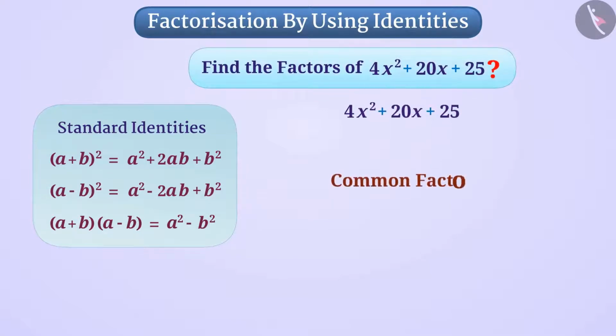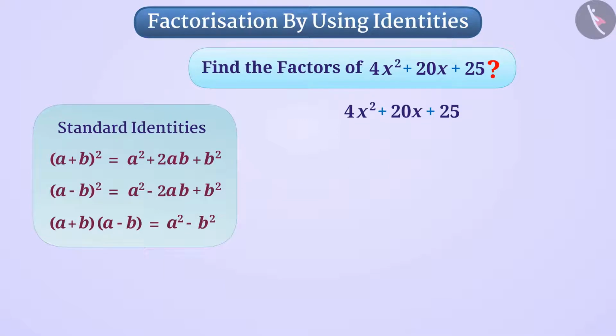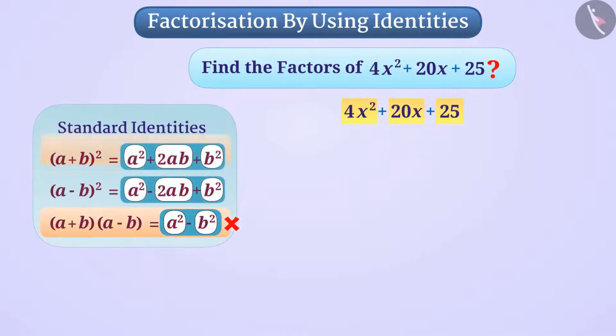Are there any common factors in the three terms of this expression? Think. No, there are no common factors in these three terms. Just think, we can factorize this expression using one of these standard identities. Let me tell you, there are three terms in this expression. There are two terms on the right side of the third standard identity, so we cannot use it. There are three terms on the right side of each of the first and second identity. So, let's understand which identity we can use.